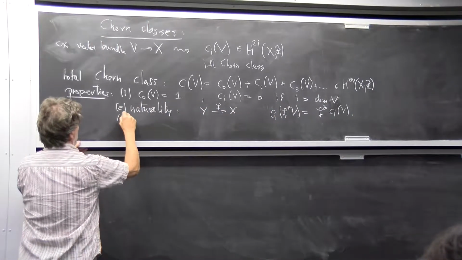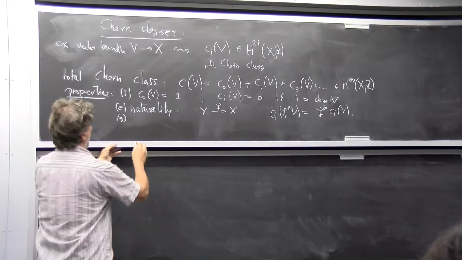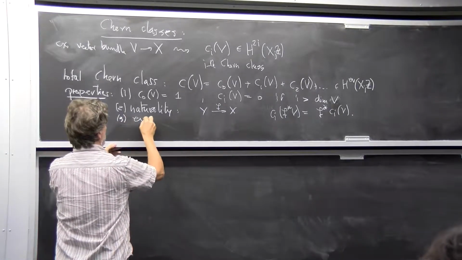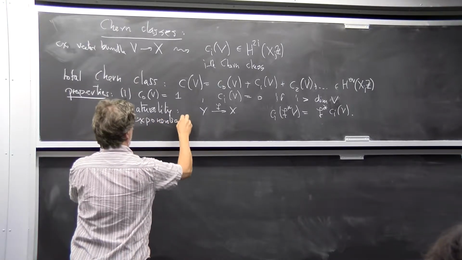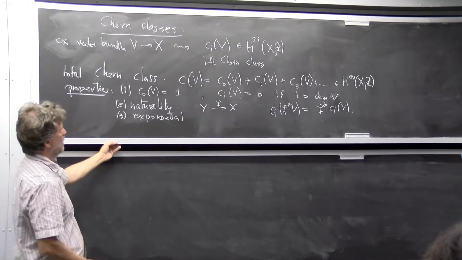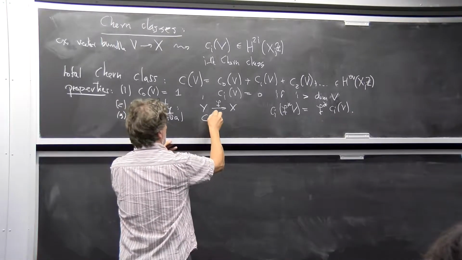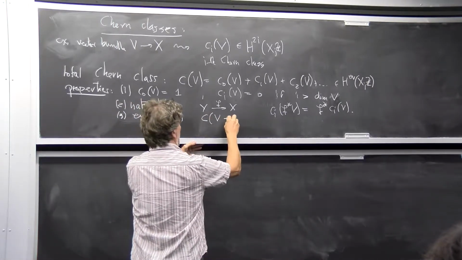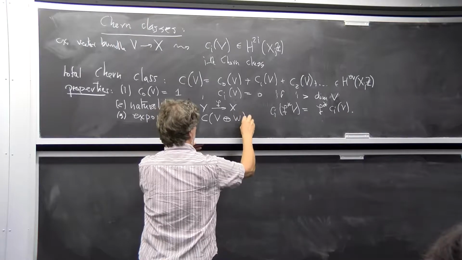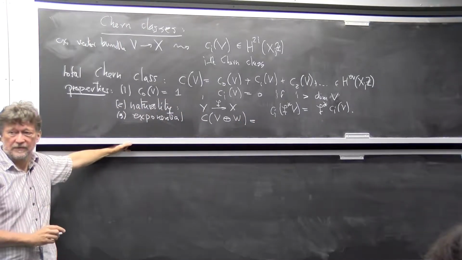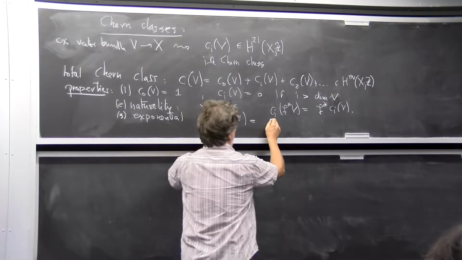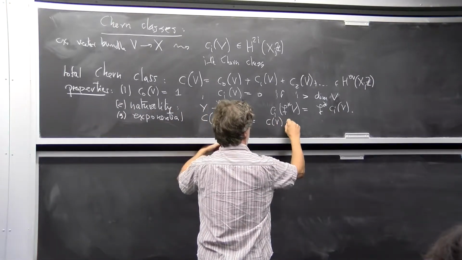The third property is an exponential property of the total Chern class. Namely, if you look at the total Chern class of a sum of two complex vector bundles, V and W, that's going to be the product of the total Chern classes of those two things.